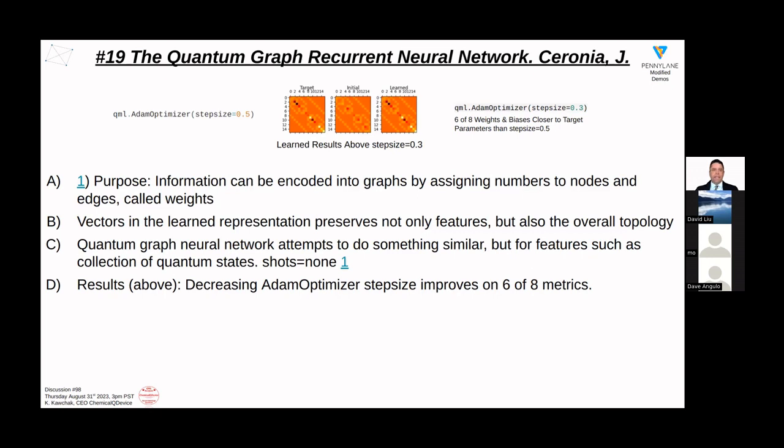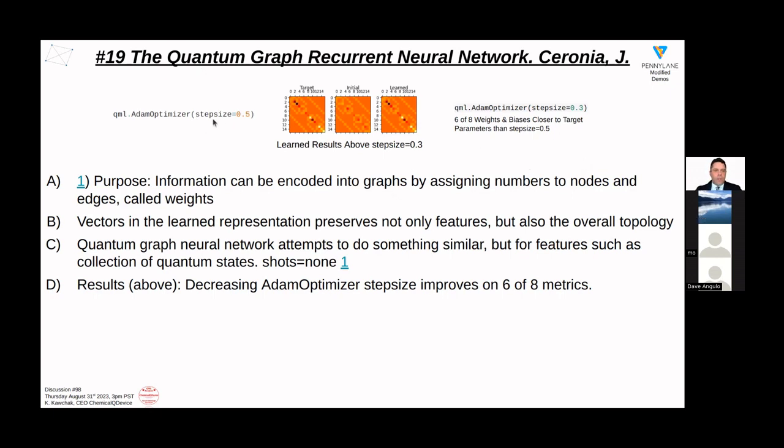Awesome. And then 19, the quantum graph recurrent neural network. Now, the image you see on the top, the left image where it says target is the actual image. The initial is before training, so before actually running the demo. And then the one on the right is learned. And you can see that they're pretty close. So I mostly look at that yellow dot, and this one on the right is just off. It's just brighter. So it's not 100%, and it wasn't expected to be.